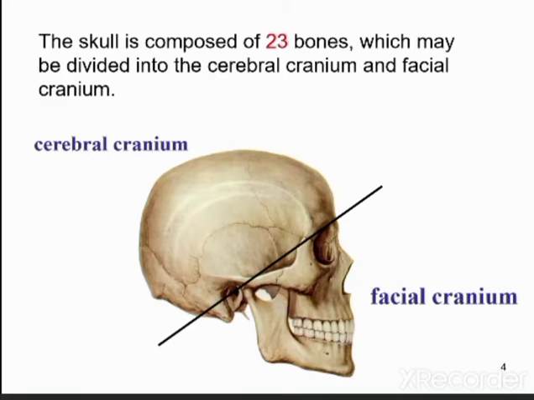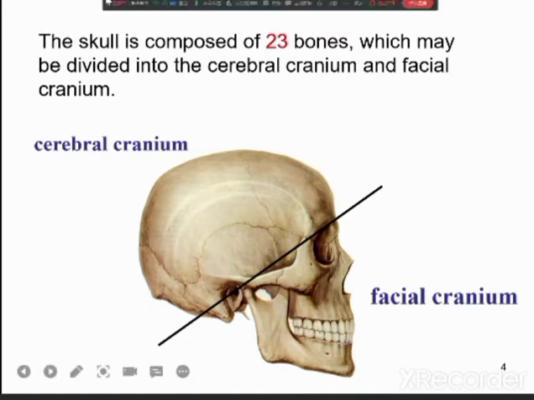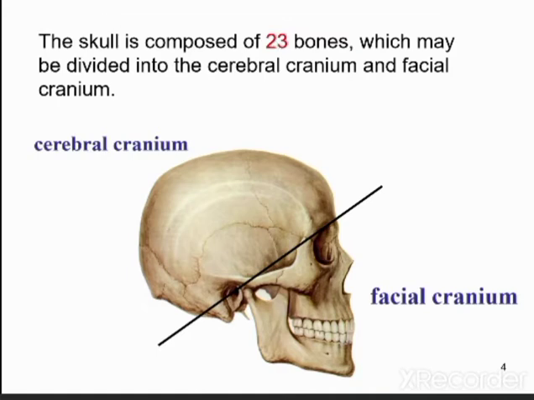The skull consists of 23 bones, which may be divided into the cerebral cranium and the facial cranium. Here, 23 bones. This number you must remember. 23 bones of the skull.